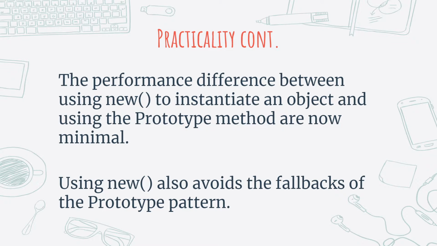So again, the performance difference between the new instantiation of an object and the prototype method is now minimal. And also, using new avoids the pitfalls of the prototype pattern. So you get to actually interact with those objects, and you have access to the initial concrete instances rather than just making clones. So now we can go ahead and go to the demo and try to explain this design pattern a little bit more.